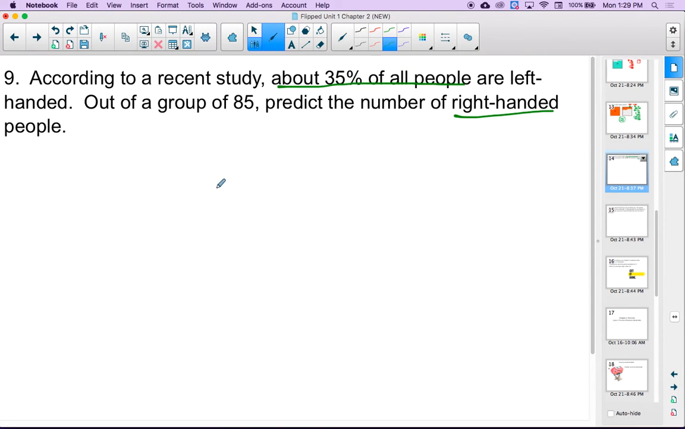35% of all people are left-handed people. So if we're looking at 35% of 85, those are our lefties. Okay, those are lefties. The question is asking us to predict the number of righties. So we will have to do our multiplication here. Change our percent to a decimal.